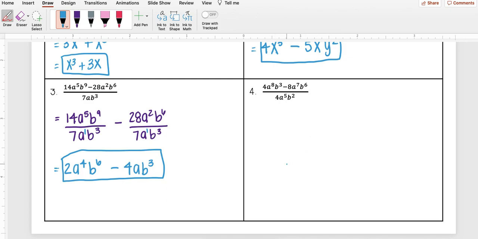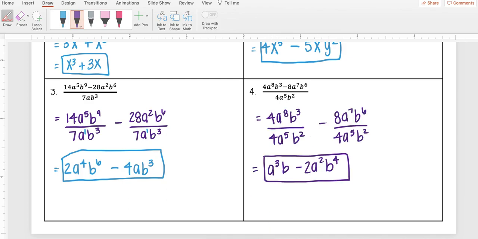Okay, go ahead and pause the video. I want you to try this last one. So for number 4, you should have gotten a cubed b minus 2a squared b to the 4th.